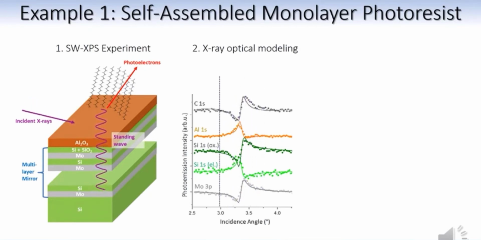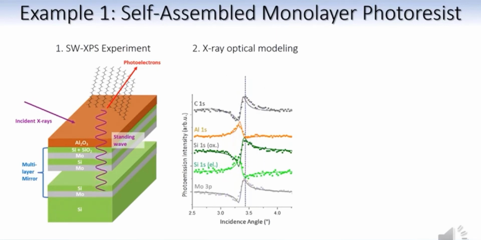The schematic on the left shows the mechanism and the data collection of our experiment. Monochromatized light was shined onto the sample in Bragg geometry, and as we slightly changed the incident angle, the standing wave was swept up and down through our layer of interest. We then collected photoemission signal from different core levels as a function of incident angle, and this is shown in the panel in the middle for carbon, aluminum, silicon, and moly.